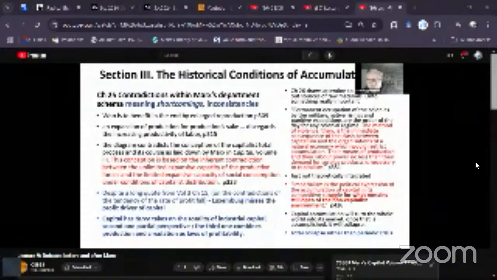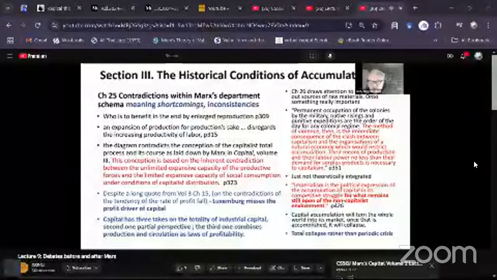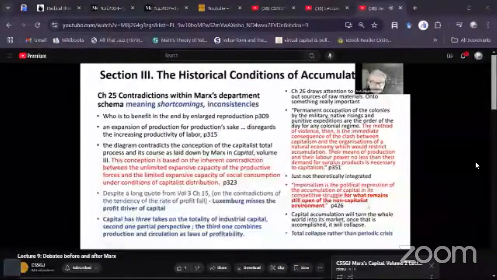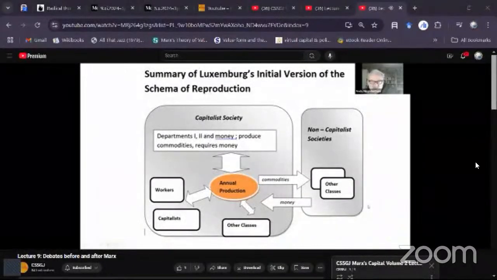Okay. So what you end up with is some very good comments by Luxemburg about imperialism, which is definitely against all this imperialist expansion. But in my view, it's not theoretically integrated. I should have put this slide earlier. This is a summary of her position.